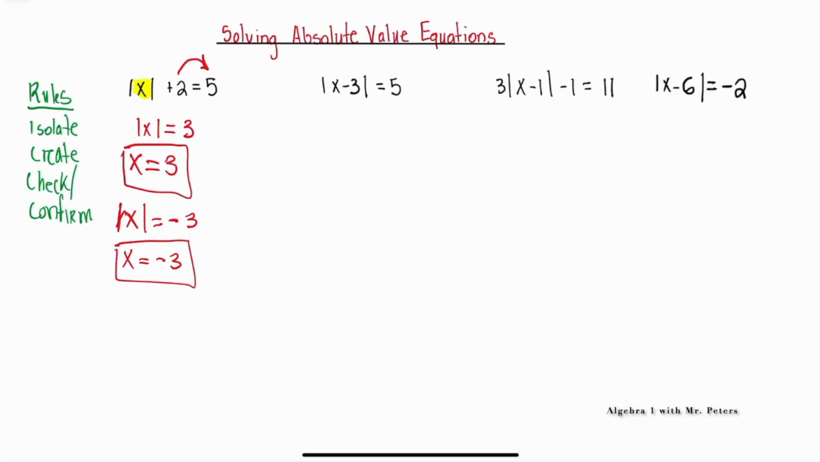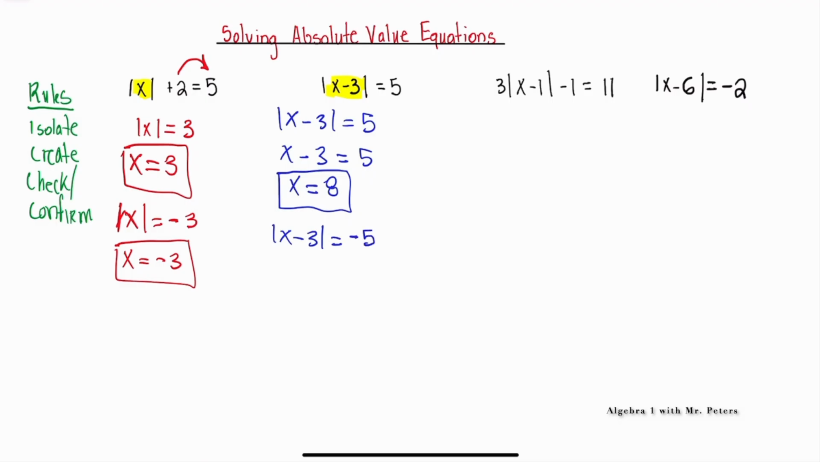Now, problem number 2, we notice that the absolute value bracket is already isolated, so we can create our equations. The first one stays the same. Drop the brackets, x minus 3 is equal to 5, so x is going to be equal to 8 in the first scenario. Then we're on the create step, and we make the second equation equal to a negative quantity. So instead of +5, -5. Now we drop the brackets, x minus 3 is equal to -5. Once I add 3 on both sides, x is now equal to -2.